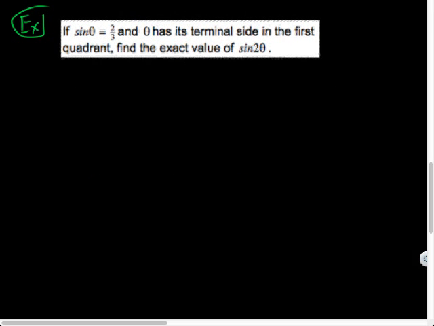So here we are. Take a gander at this, shall we? It says if sine of theta equals 2/3, and theta has its terminal side in the first quadrant. Ooh, my goodness, sneezes, friends. Find the exact value of sine of 2 theta. Interesting. So I'm looking for sine 2 theta. Remember, sine of 2 theta is equal to 2 times sine theta cos theta, right? According to our little formula.